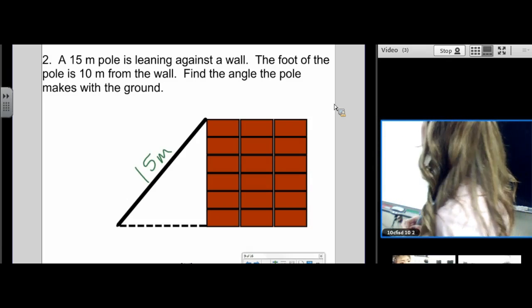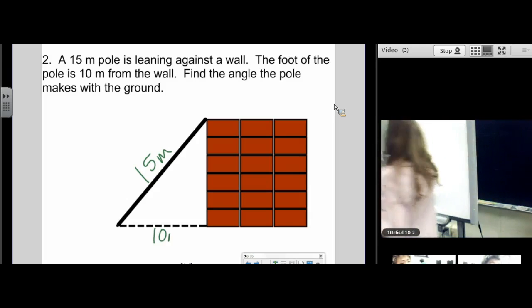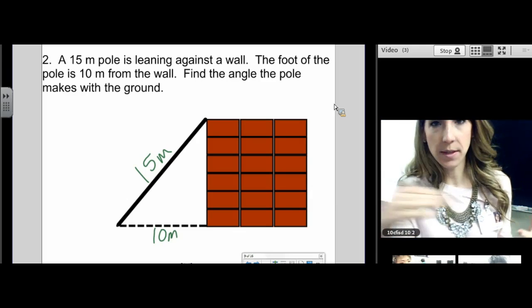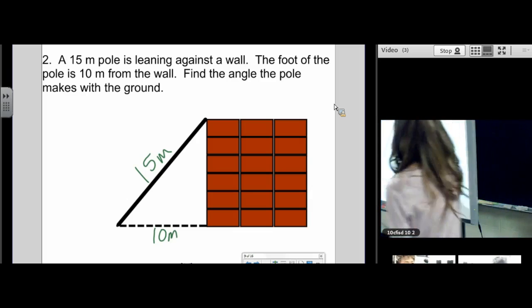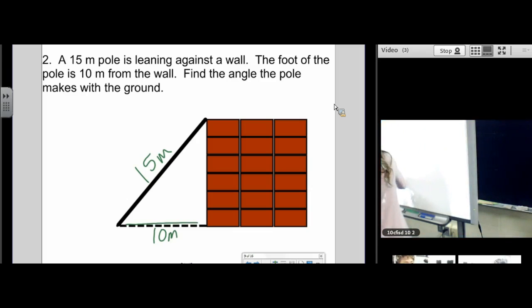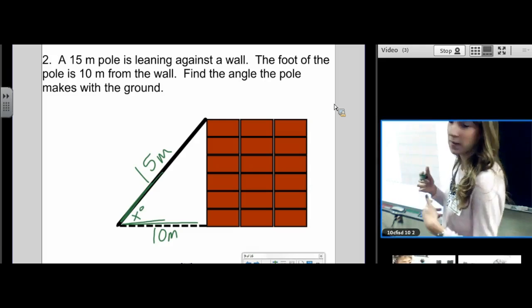The foot of the pole is 10 meters from the wall. When you hear the foot of something, or the base of something, that's always going to be on the ground. It's going to be the bottom, okay? Find the angle the pole makes with the ground. Here's the ground. Here's the pole. So the angle that it makes is right there. It doesn't matter if it was backwards.